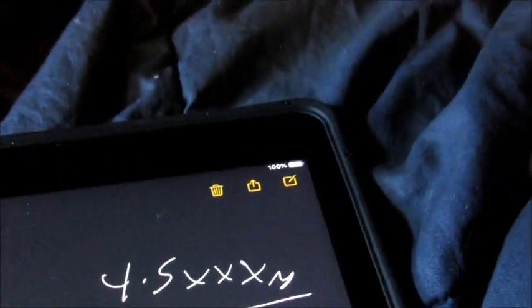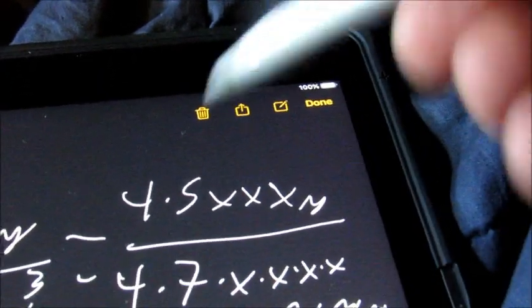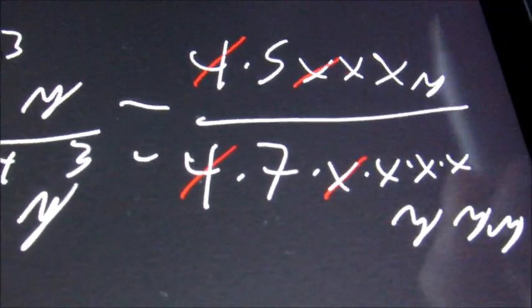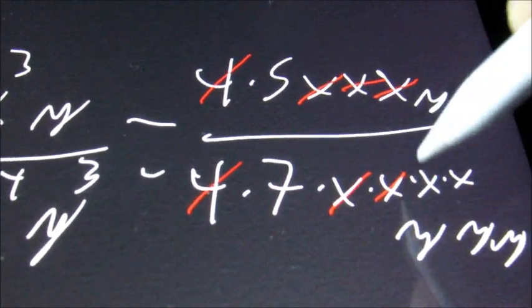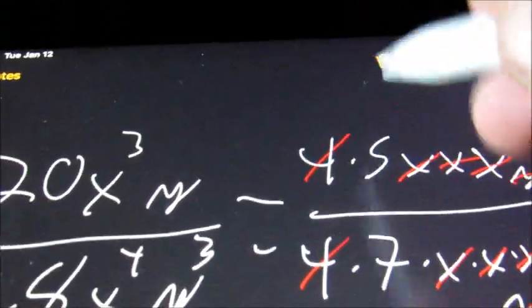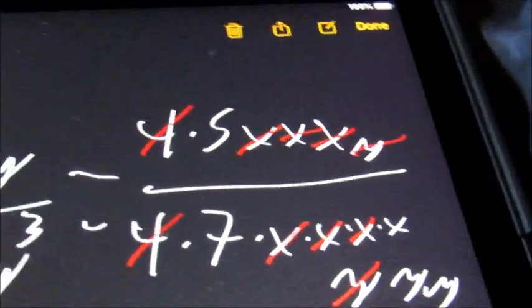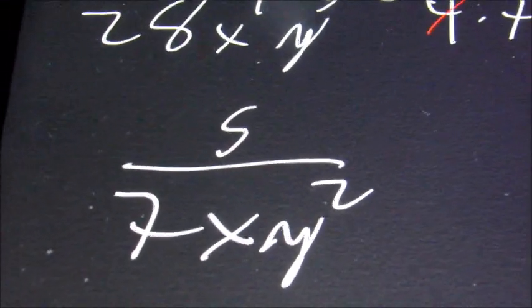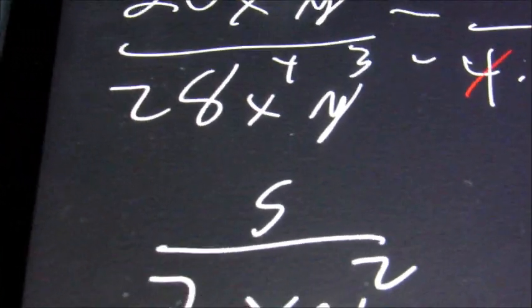Okay, so now we can just divide everything by 1. So the 4 divided by 4 is 1. x divided by x is 1. x divided by x is 1. x divided by x is 1. y divided by y is 1. So what we're left with now, on top is the 5. On the bottom, we have the 7. We have 1 x and 2 y's. So x, y squared.